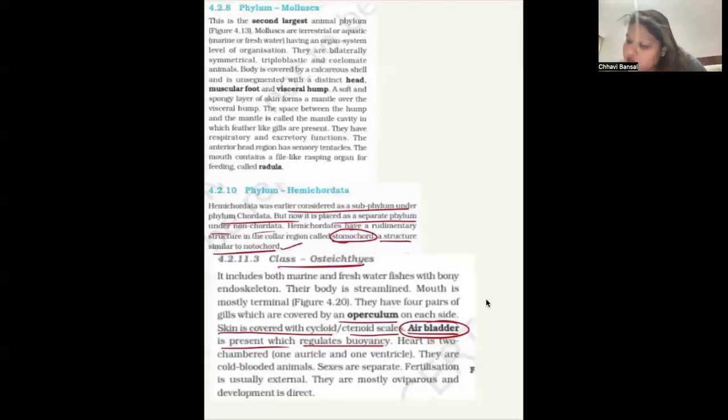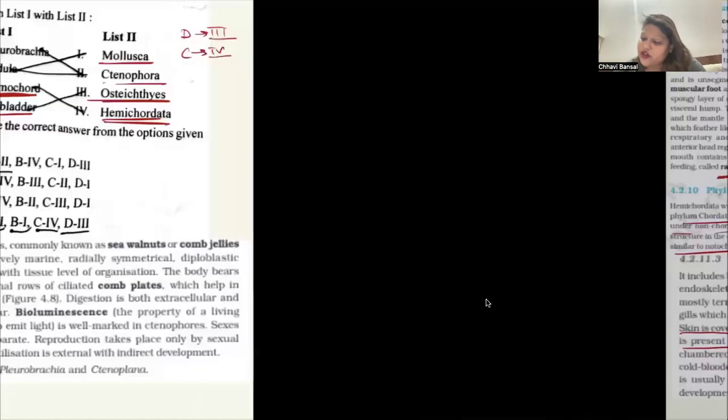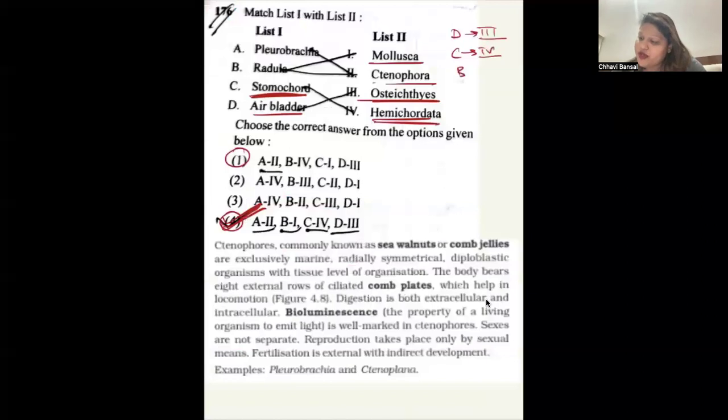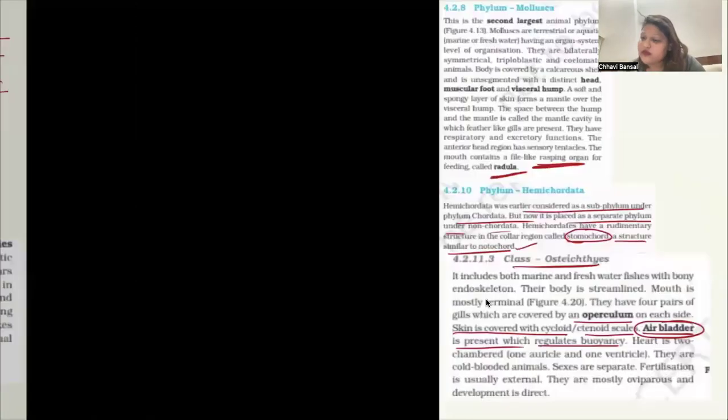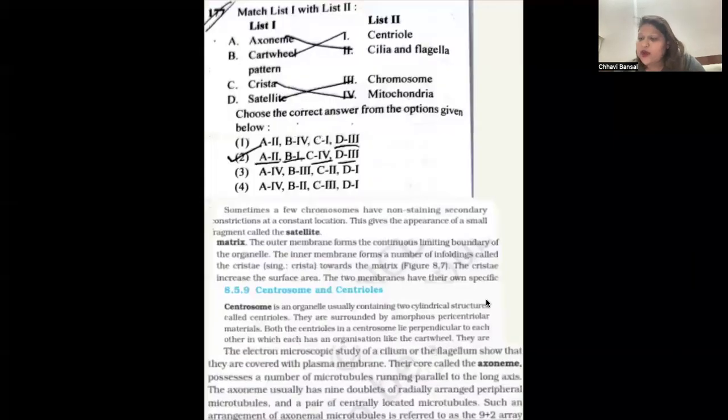For Mollusca, we have the structure, a rasping organ for feeding, which is radula. Means for radula, it's Mollusca. For option B, it's 1. And Pleurobrachia is an example of Ctenophora. That's why for A, it's option 2, which means it clarifies that our option 4 is correct. Clear? Yes. Next question.